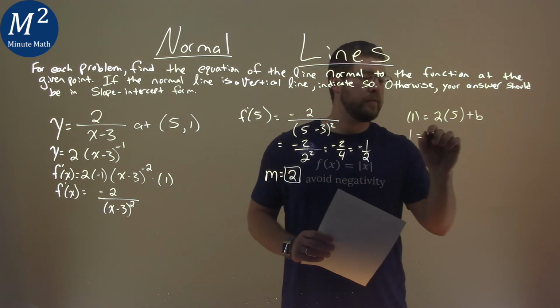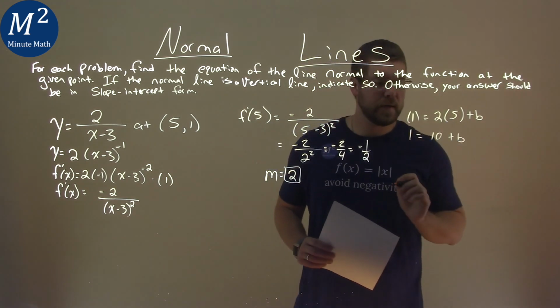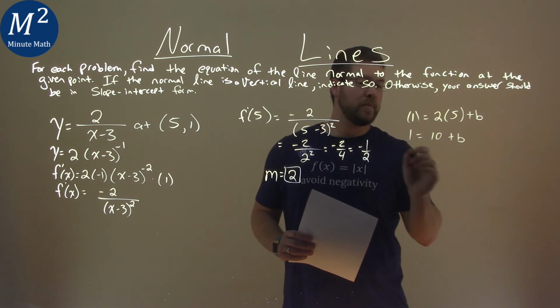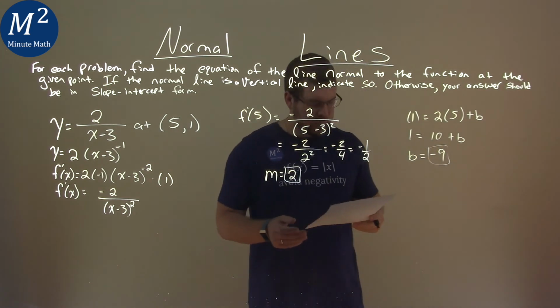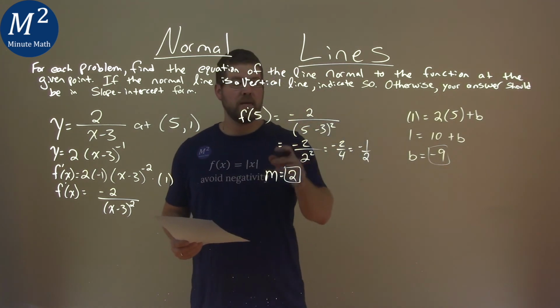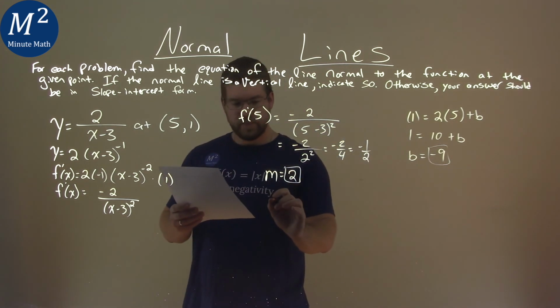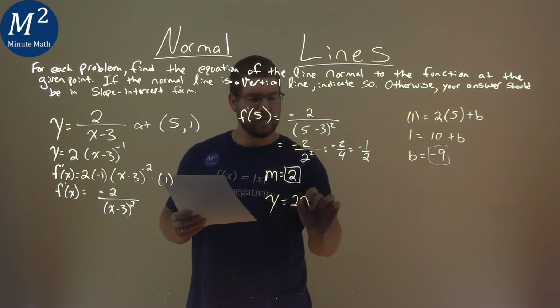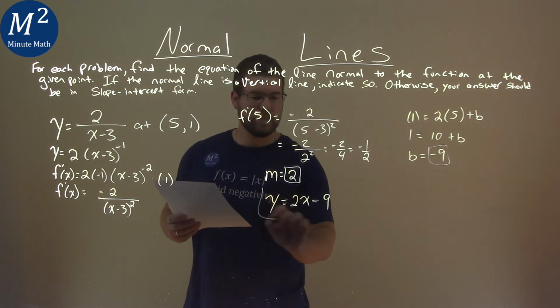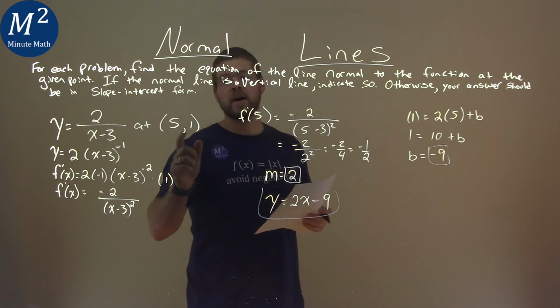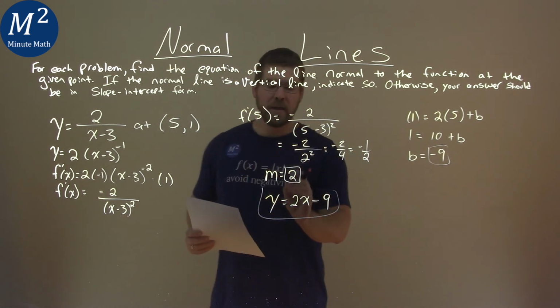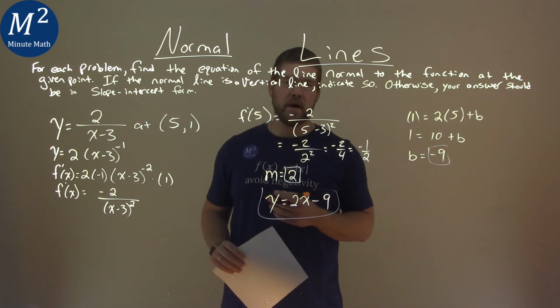1 equals 2 times 5, which is 10, plus b here, and subtract 10 from both sides, and b equals a negative 9. So we have a b value of negative 9, m value of 2. We can write this equation, y equals 2x minus 9. And so our equation of the line normal to our function at 5, 2 is y equals 2x minus 9.